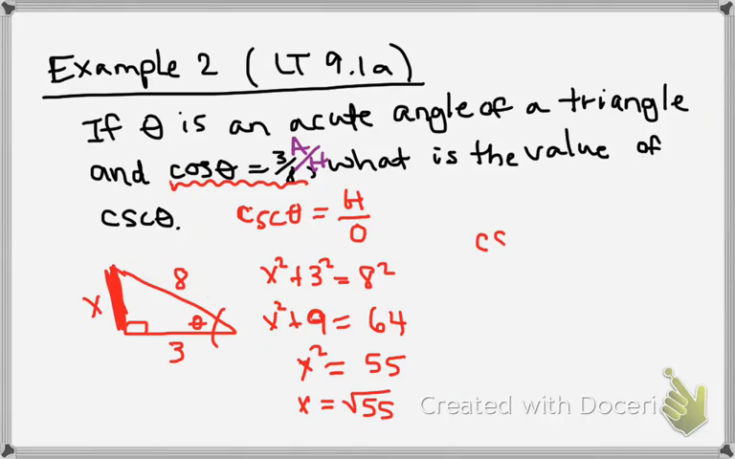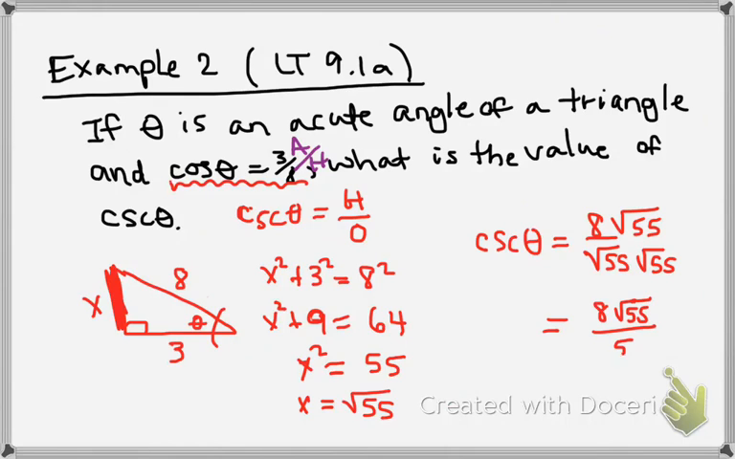So when we go to do our cosecant, I now have all my values of the triangle, so I can plug things in. So the hypotenuse is 8 divided by the opposite side, which is the square root of 55. Now typically we make this as exact as possible, so we don't like radicals or square roots in the denominator. So I'm going to multiply both the top and the bottom by the square root of 55. So I end up with 8 square roots of 55 over 55. And there is my answer to the cosecant of theta.